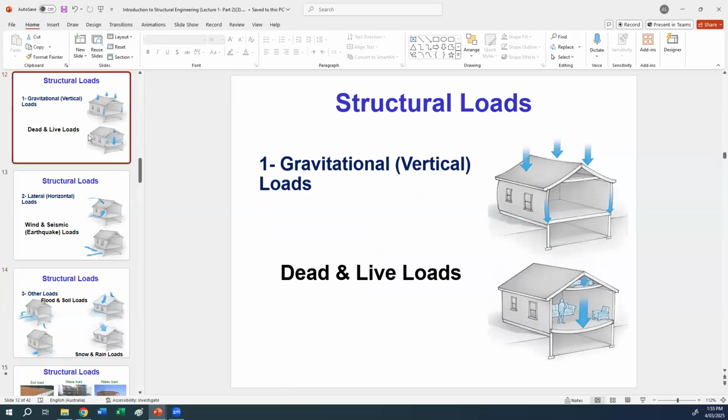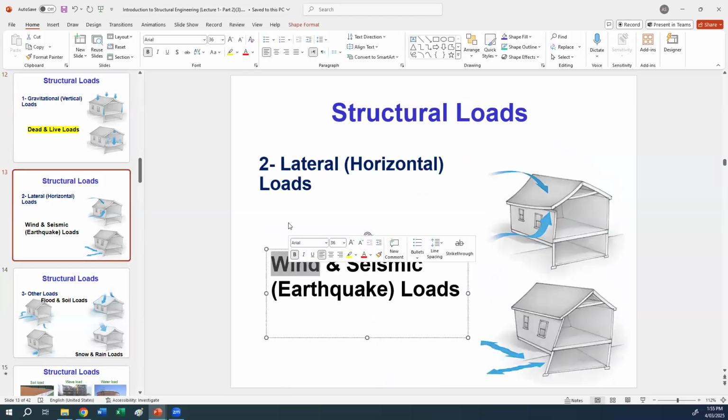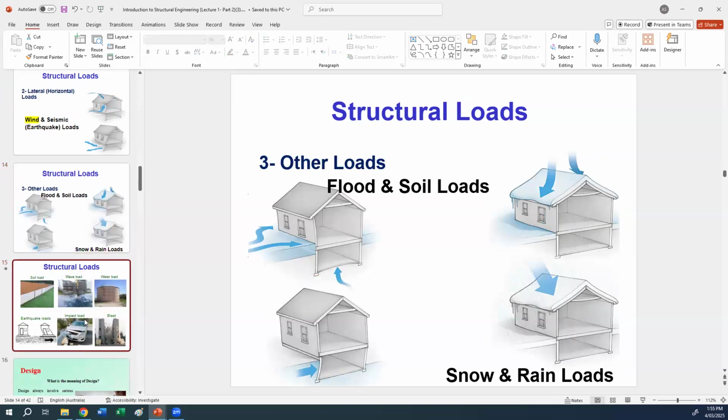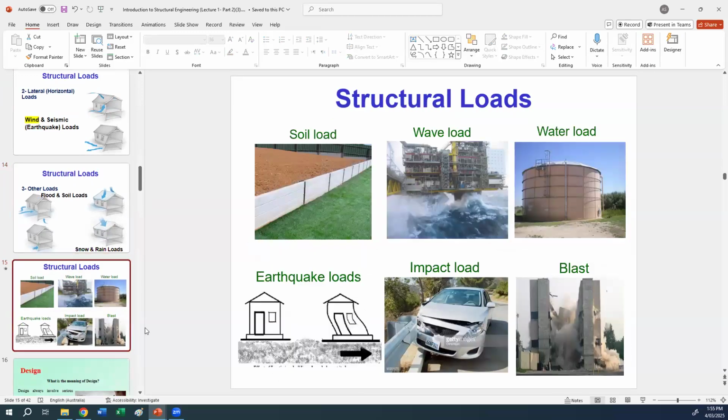In our course, we will be only focusing on dead load, live load and also wind load. So these are the only three loads we will be considering or including in our design. The other types of loads you can read about for your knowledge, but they are not considered in our course, not in our scope.